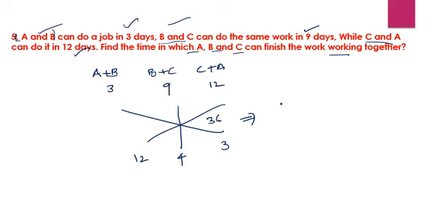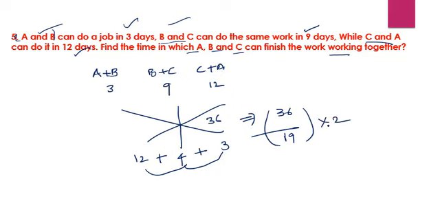So the answer will be LCM 36 by the sum of individual works of A plus B, B plus C, C plus A. 12 plus 4 is 16, 16 plus 3 is 19. But here additionally we have to multiply the answer by 2.